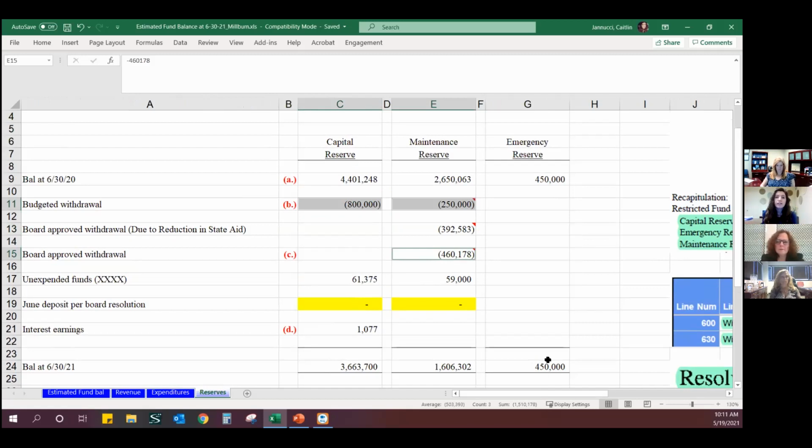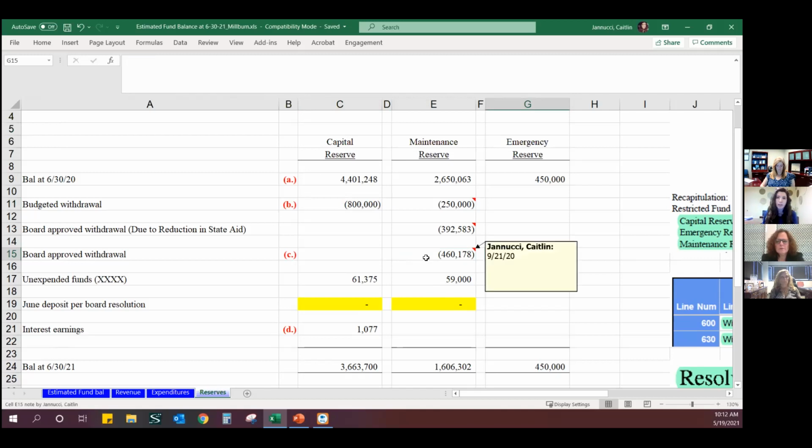So when we were putting this analysis together, Cheryl and I were talking, what type of projects did this money go towards? How were the projects progressing? Cheryl talked to her facilities manager, got a good estimate of where they were going to end the year with these projects, and we decided that a reasonable amount of money to return back to the reserves for unexpended portions of these projects was about $61,000 to capital reserve and $59,000 to maintenance.